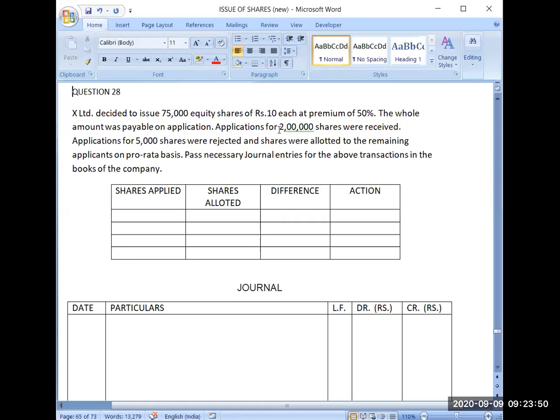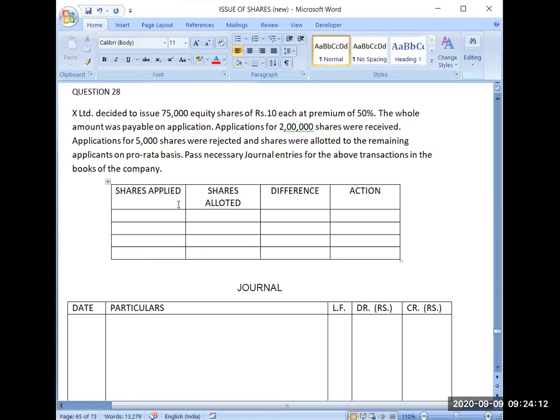Pass necessary journal entries for the above transactions. Now you have to learn to make this table, and please see it very carefully, learn it very carefully. This table is very important for the calculation purposes. If you have learned this table, you will do this question very simply, very easily.